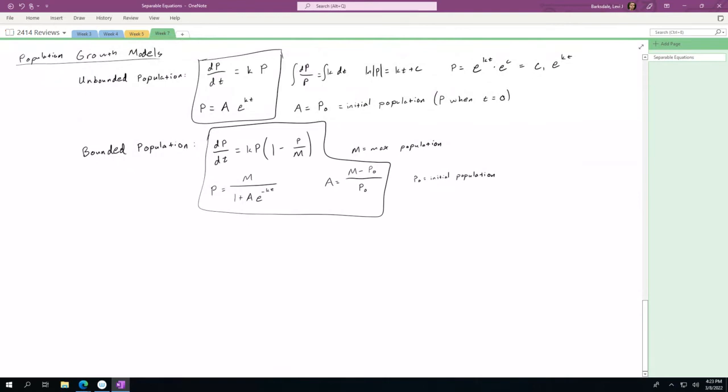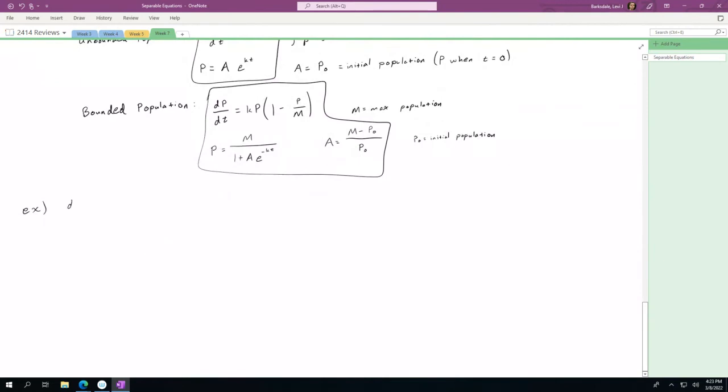So let's go ahead and do an example. Let's say we were given the formula dP/dt is equal to 1/25 P times (1 minus P over 1200), and we were asked to find a closed form equation for the population. Now I could solve this out because it is a separable differential equation. We could go through and find partial fraction decomposition, or we could recognize this as a bounded population growth model and simply use the solved solution we have here.